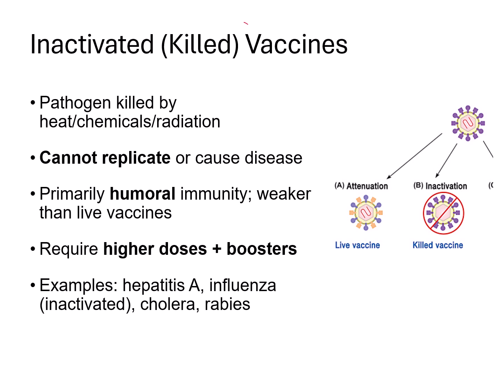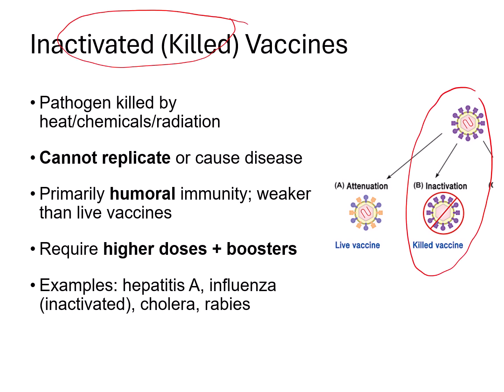Inactivated vaccines are also called killed vaccines, and the pathogen is killed. It cannot replicate. This is safer, but produces weaker immunity, and you often need boosters. Examples include hepatitis A vaccine, the inactivated flu vaccine, which is usually the typical flu shot. Vaccines against cholera or rabies are examples as well.